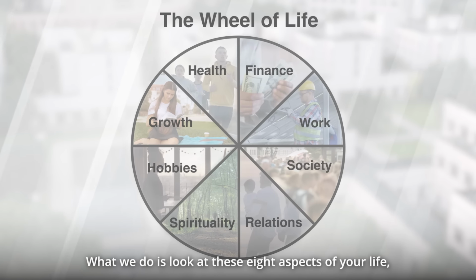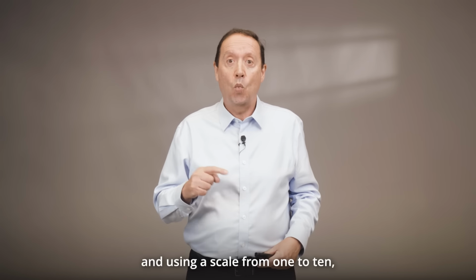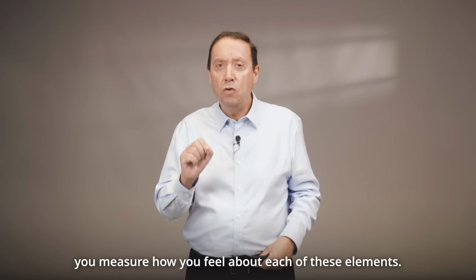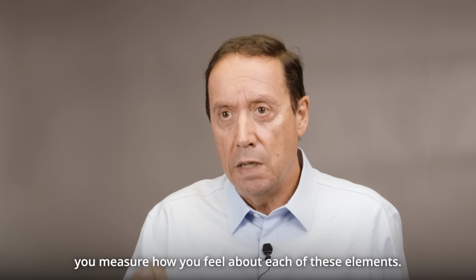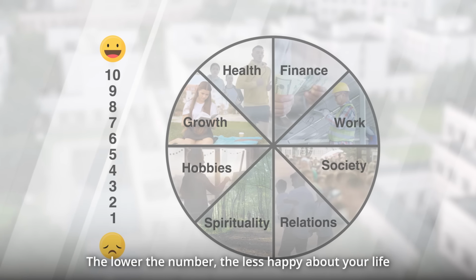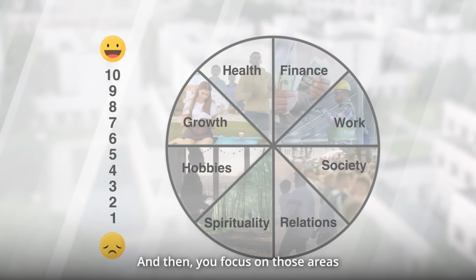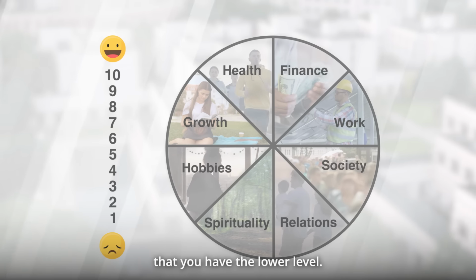What we do is look at these 8 aspects of your life, and using a scale from 1 to 10, you measure how you feel about each of these elements. The lower the number, the less happy about your life in that special aspect. The higher, the better it is. And then you focus on those areas that you have the lower level.